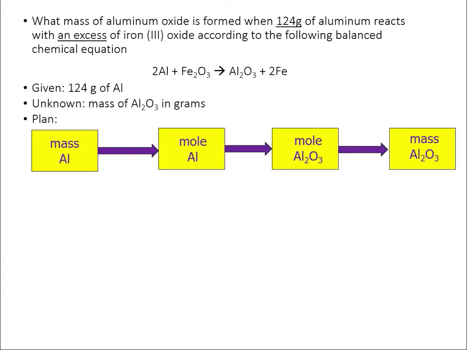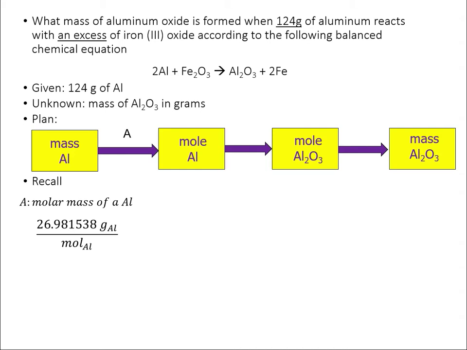Next thing we need to do is recall or retrieve the information that's necessary to do each one of those 3 steps. So step A, we need the molar mass of aluminum. That's what we're going to use to go from mass to mole of anything. We always use the molar mass of that anything. In this case, it's aluminum.